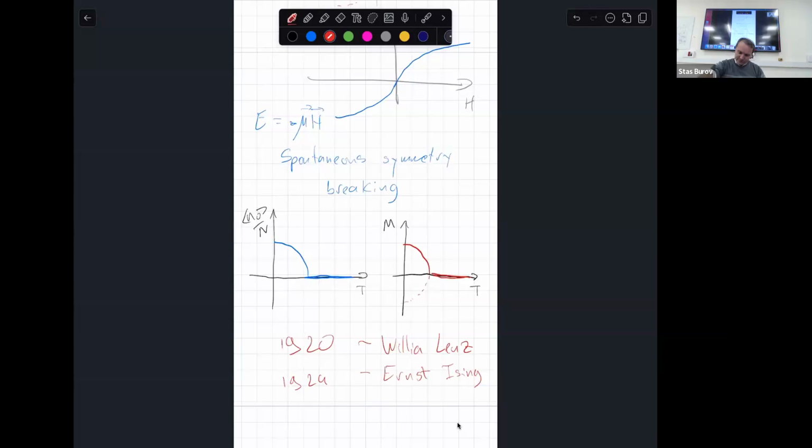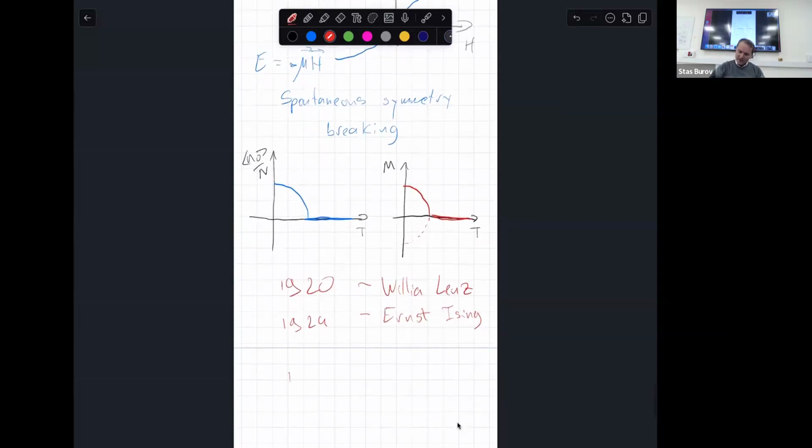The exact solution was postponed until 1944, to Lars Onsager. This is one of the crucial models of statistical physics of the 20th century. This is the basis of how we understand phase transitions today, and it gave rise to a big number of scientific advances in understanding how statistical mechanics actually works. I will describe the Ising model in a second.